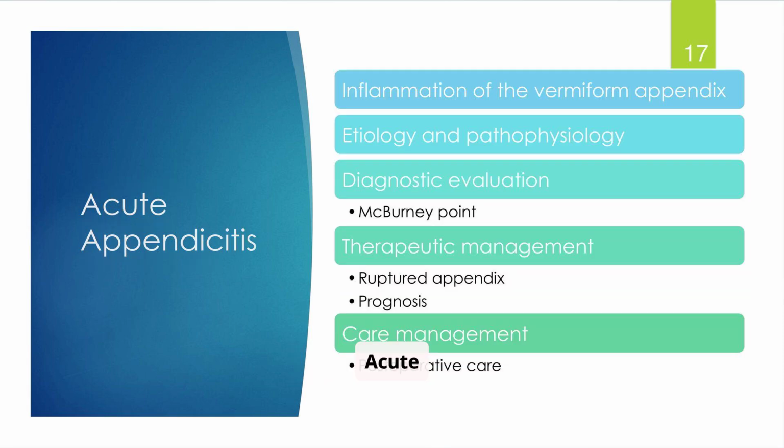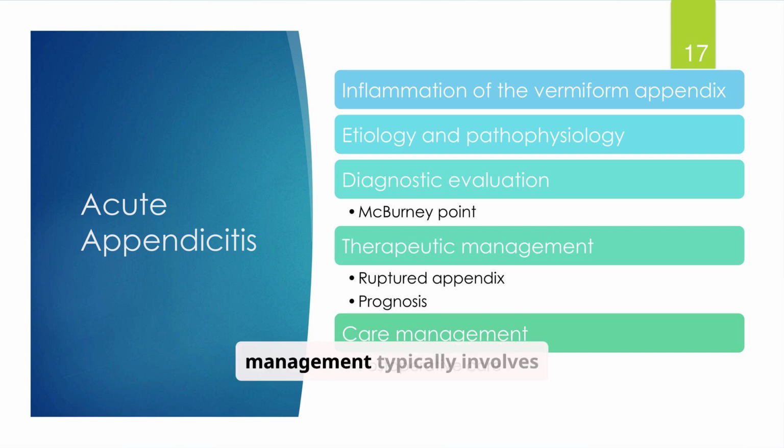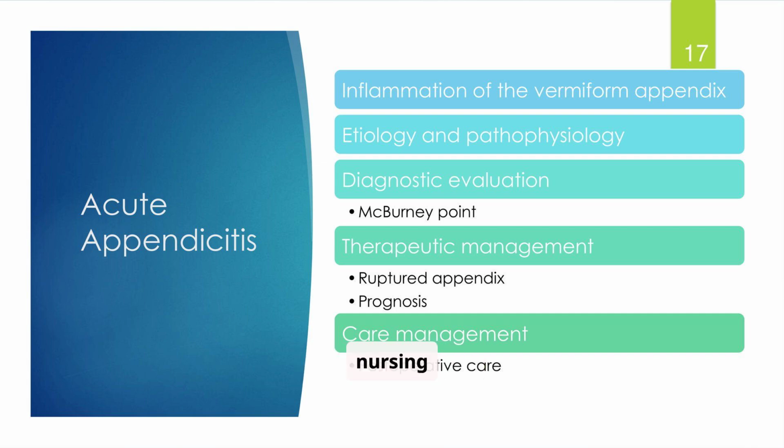Acute appendicitis is the inflammation of the vermiform appendix. Understanding its etiology and pathophysiology is key to diagnosis. Diagnostic evaluation often includes assessing for pain at McBurney point. Therapeutic management typically involves surgical removal of the appendix. Complications like a ruptured appendix can affect the prognosis. Post-operative care is a significant part of nursing management.